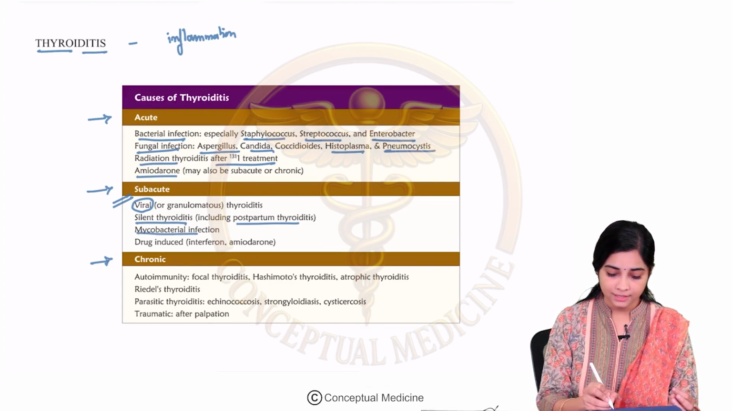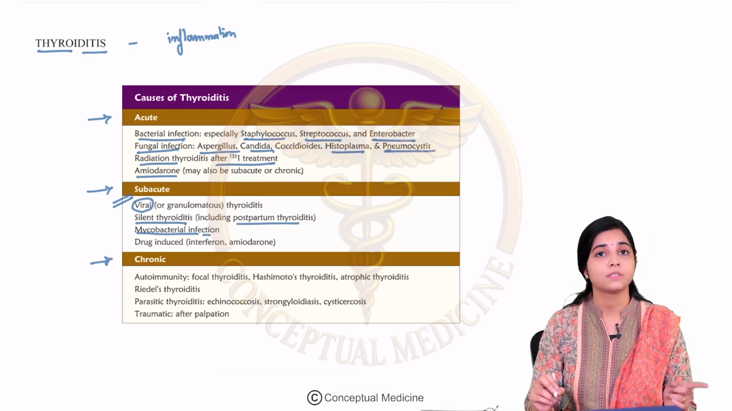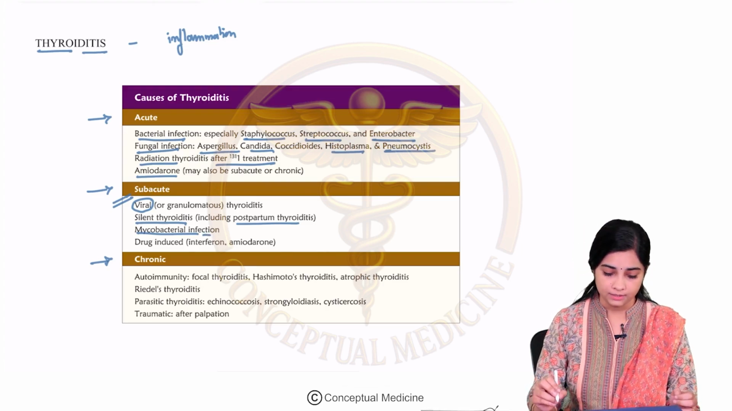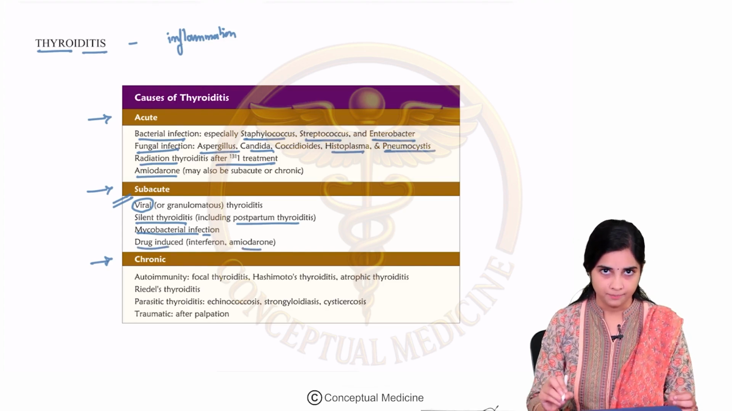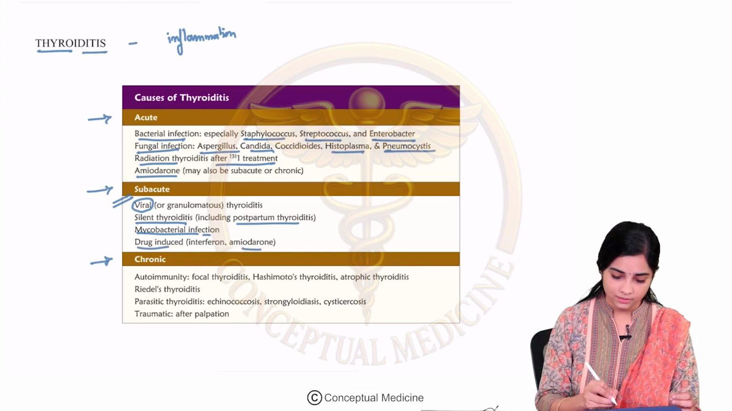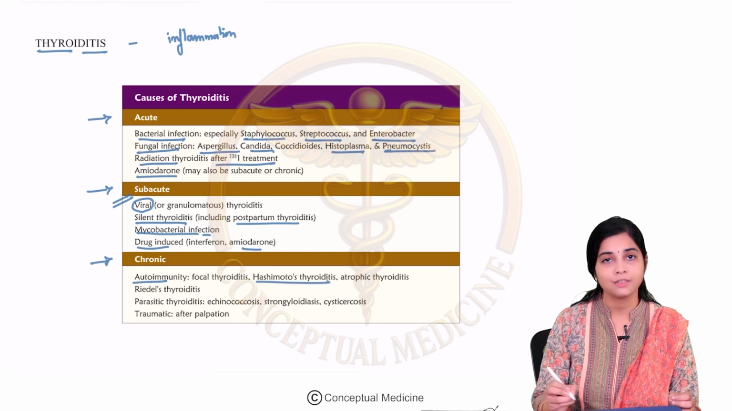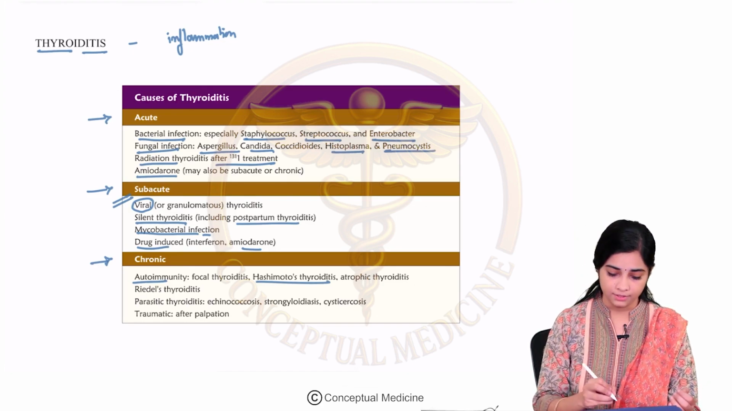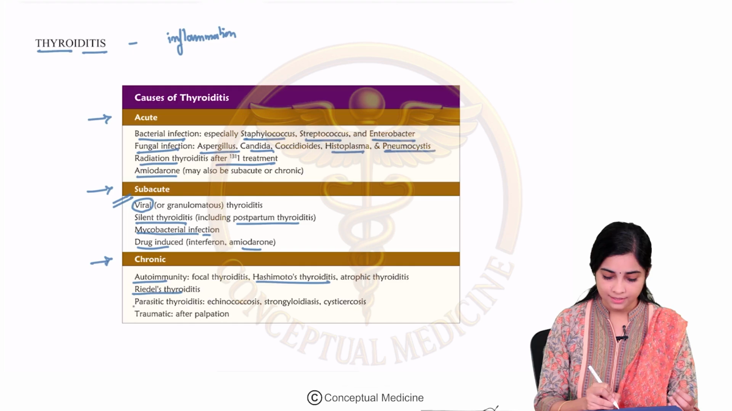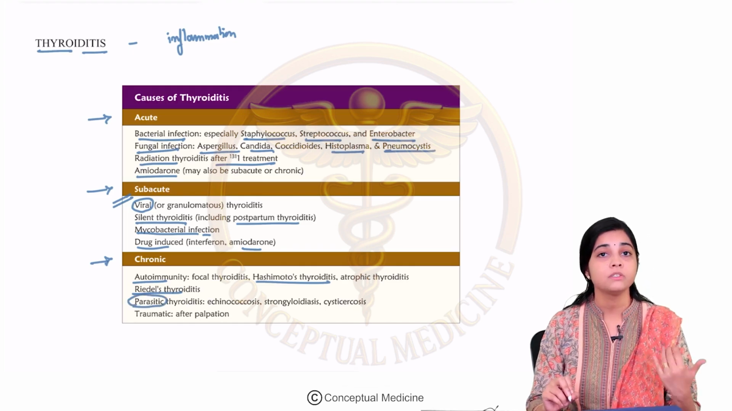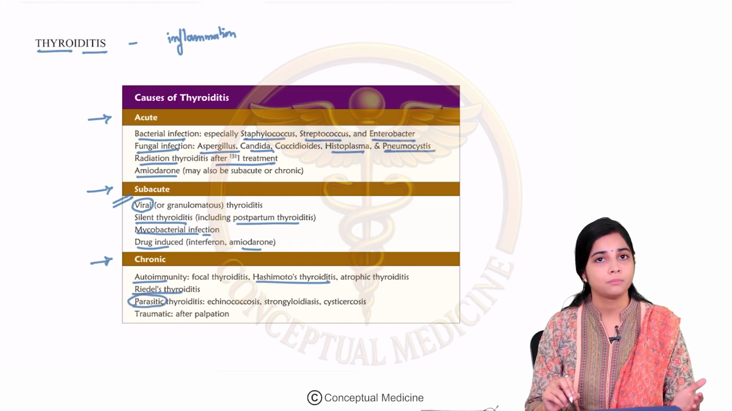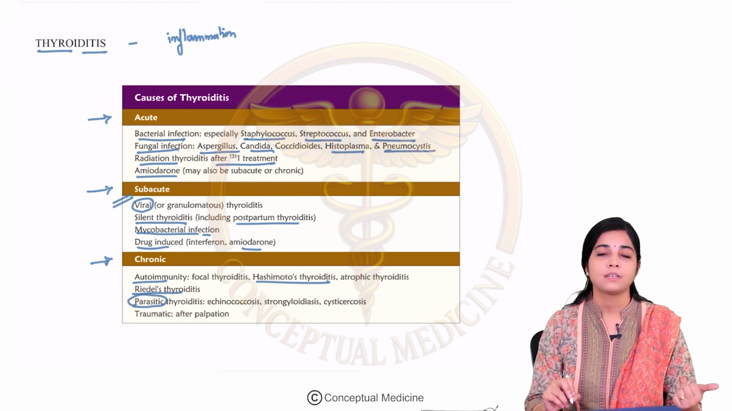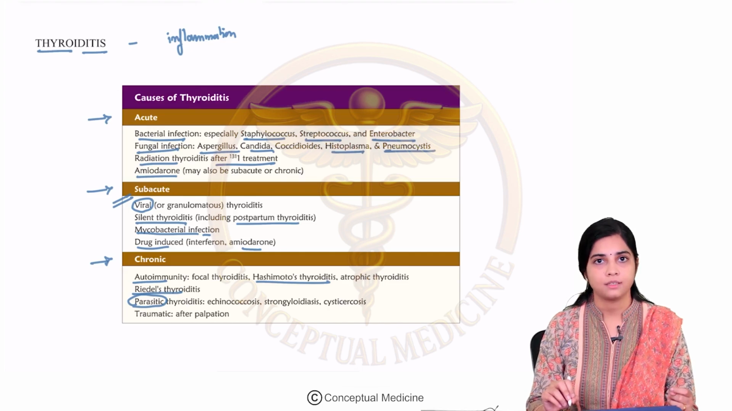Then you have mycobacterial infections. So tuberculosis causes subacute form of thyroiditis. Then drugs like amiodarone again. Then chronic causes. Chronic is your autoimmune cause. Most commonly we have learned is your Hashimoto's thyroiditis, which is your autoimmune thyroiditis, which finally results in hypothyroidism. Then we have Riedel's thyroiditis and parasites. So parasites cause chronic thyroiditis. Acute is often bacterial when you talk about infections. Subacute is viral or mycobacterial and chronic is parasitic in nature.